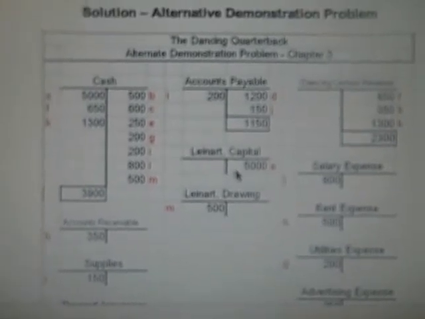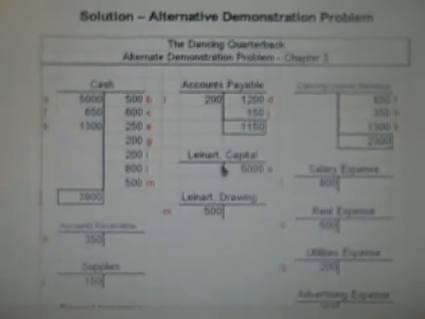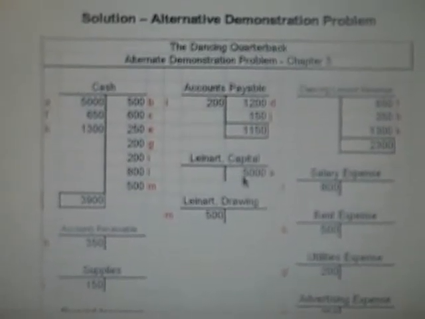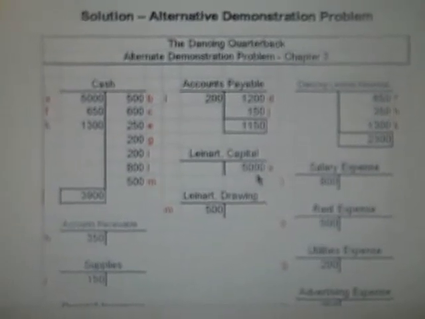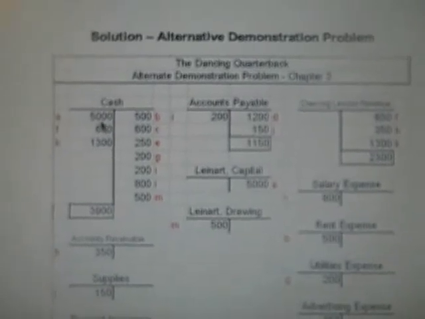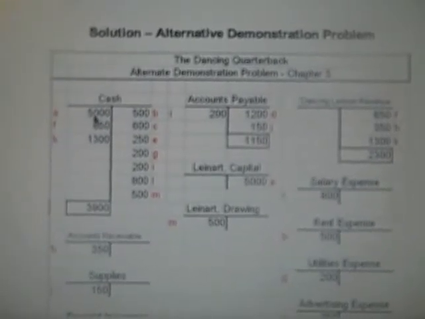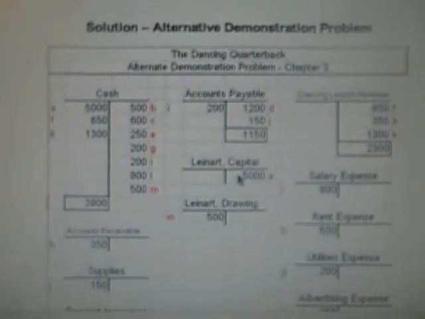We're investing it in the business, so that's going into our capital account. So we have Leinert Capital. To increase our capital account, we have to credit it. Credits appear on the right. And so you now have your balanced transaction. You have a debit to cash of $5,000 and a credit to Leinert Capital of $5,000.